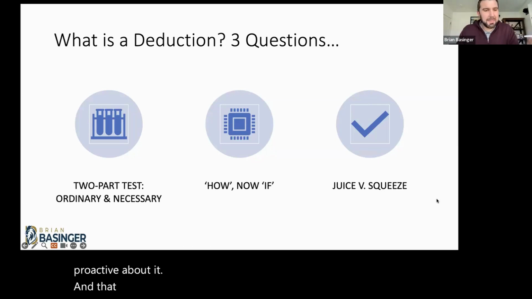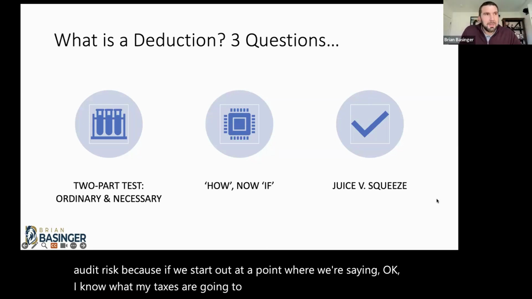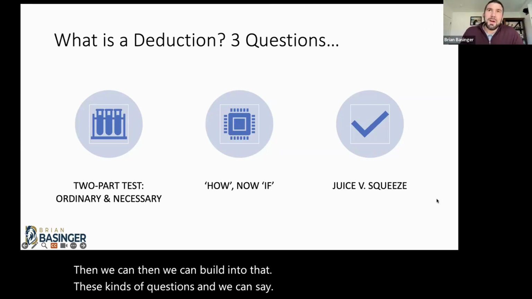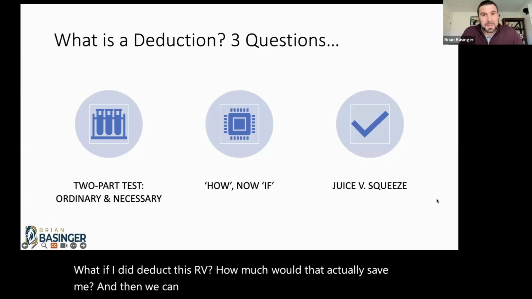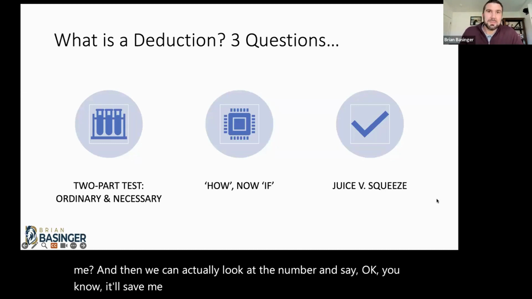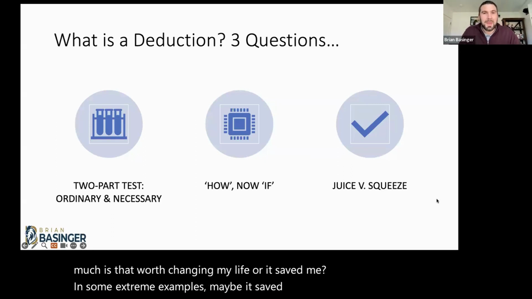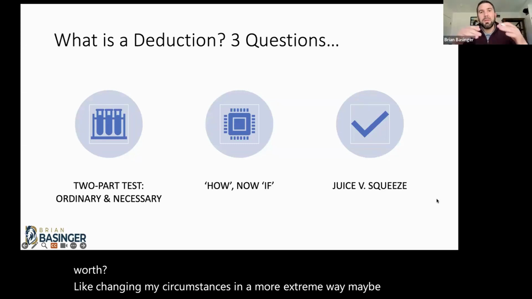And that leads right in, frankly, to the audit risk. Because if we start out at a point where we're saying, okay, I know what my taxes are going to be this next year, then we can build into that these kinds of questions. We can say, what if I did deduct this RV? How much would that actually save me? Then we can look at the number and say, okay, it'll save me 10,000. All right, how much is that worth changing my life? Or in some extreme examples, maybe it'd save me 50,000, and is that worth changing my circumstances in a more extreme way? Maybe. But those are individual questions.